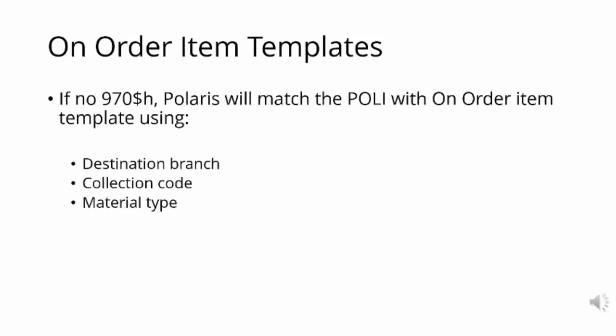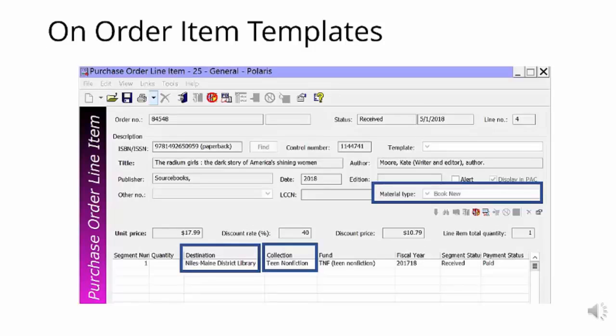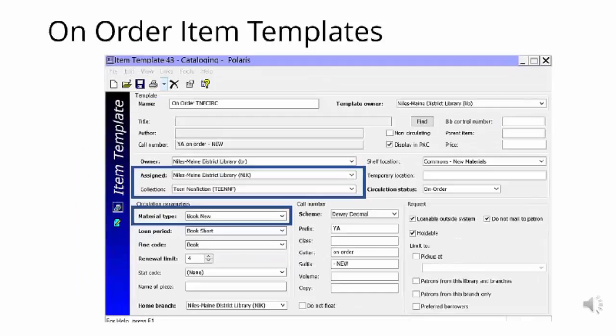If a poly does not have an item template contained in the 970 subfield H, Polaris can also match a purchase order line item with an on-order item template by matching on destination branch, collection, and/or material type. For example, this poly has a material type of Book New, a destination branch of Niles, Maine, and a collection of teen nonfiction. This matches with an on-order item template that creates items with the same values as those in the poly: a destination branch of Niles, Maine, a collection of teen nonfiction, and a material type of Book New.